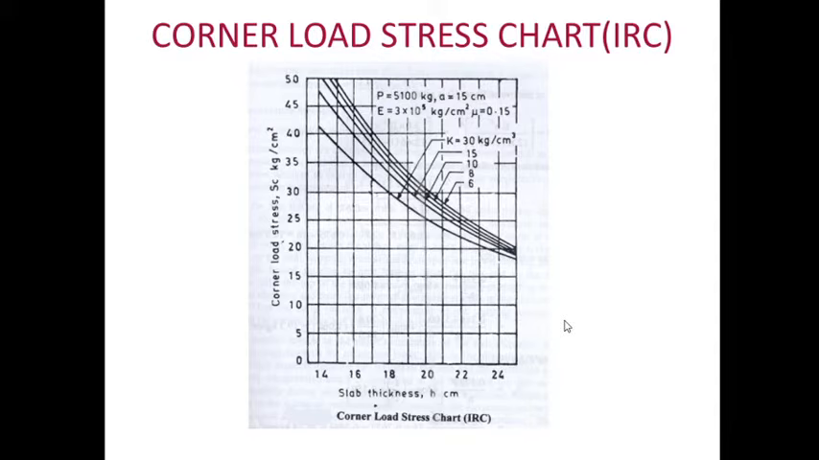So this is the formula for finding the load stress for the edge region, and this is the formula for the load stress for the corner region. Another formula is also available for load stress for the interior region. Normally, in design of rigid pavement, we consider only corner load stress and edge load stress. If corner load stress and edge load stress are okay, we may not consider the load stress in the interior region.